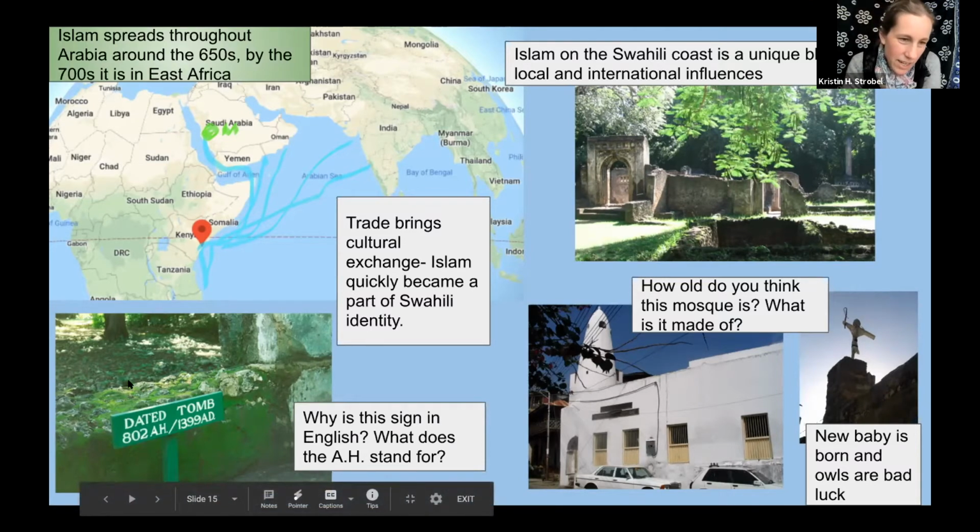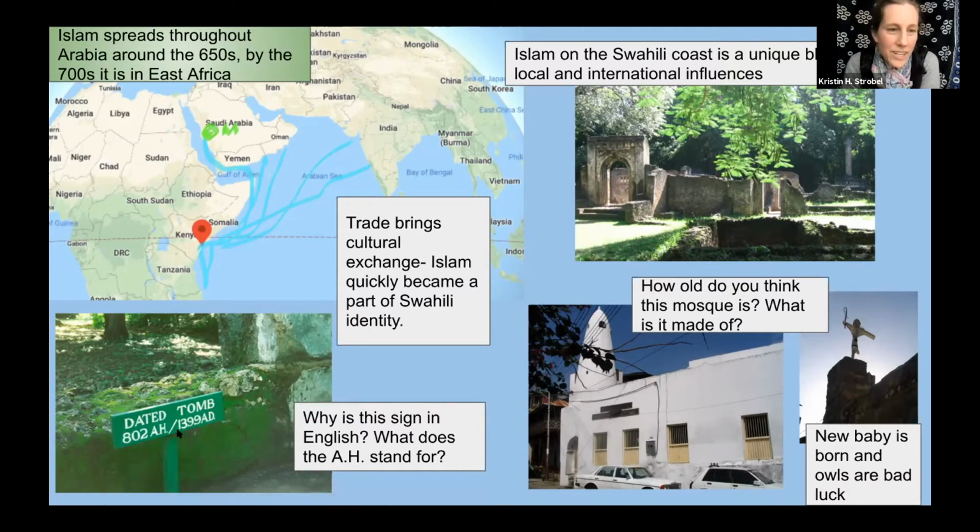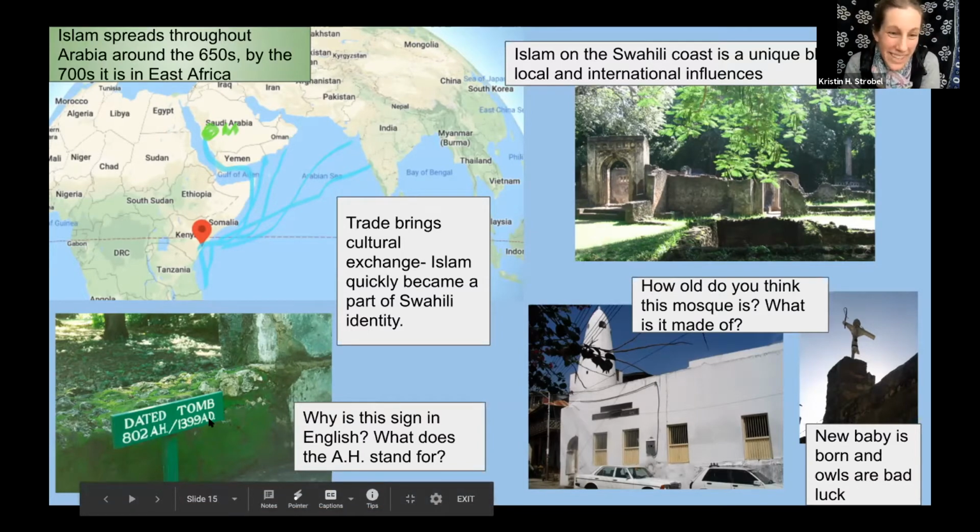I also really like to talk about this because it brings us back to where this place is located. I often ask the students, what's the AH, right? What is the AD actually? Some of them don't know that either. And why is the sign in English, right? The AH is after Hijra, the Islamic calendar. AD is Anno Domini, in the year of our Lord, so it's the Christian calendar. And of course, this is in English because Kenya was colonized by the British. So that's always an interesting conversation.